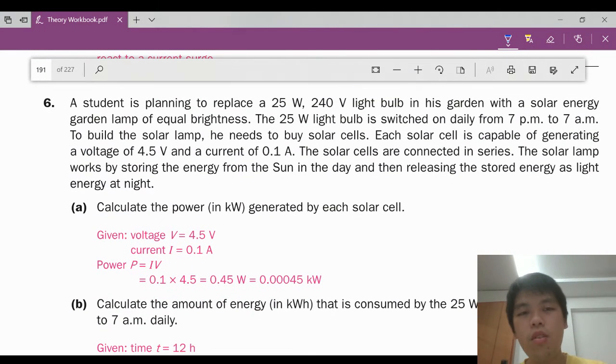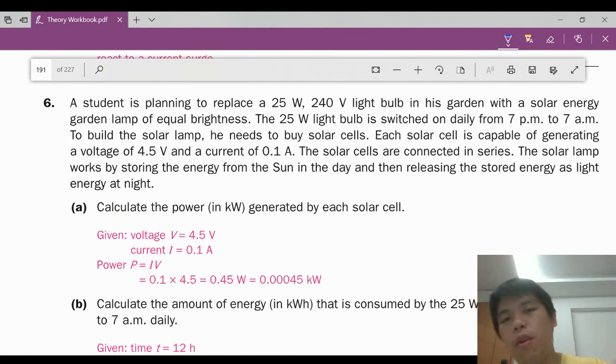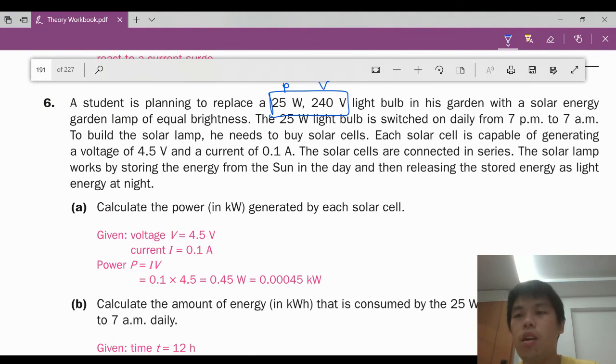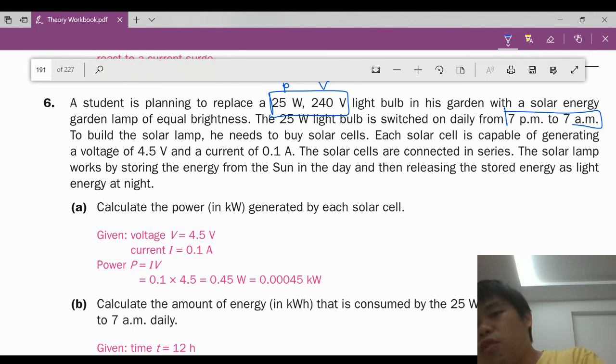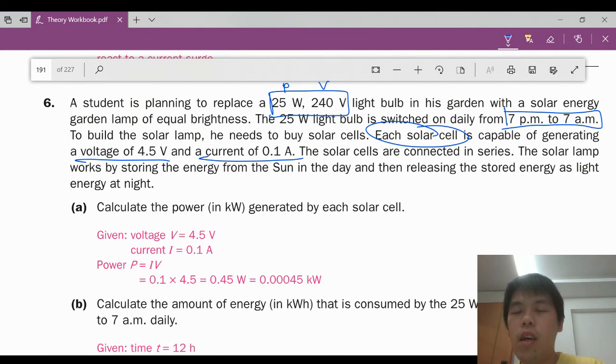A student is planning to replace a 25 watts, 240 volts light bulb. So this light bulb itself has the following requirements: power, voltage. He wants to use solar power to power it. He uses this from 7 p.m. to 7 a.m. every day. He wants to use solar cells to power that. Each solar cell has a voltage of 4.5 and generates a current of 0.1 ampere. You can buy these solar cells from Taobao. They are connected in series and yeah, they can store energy.